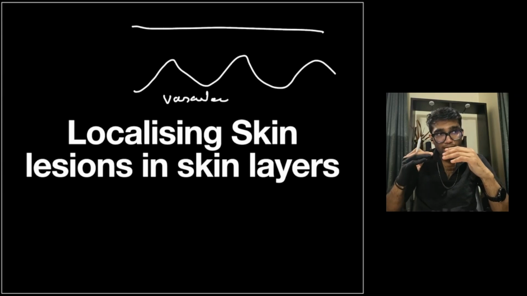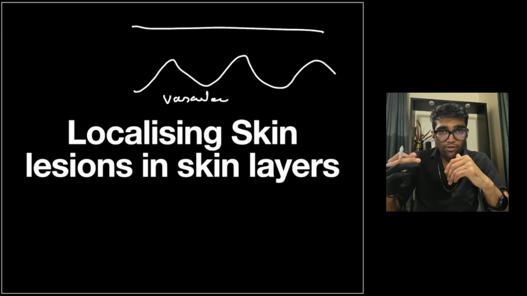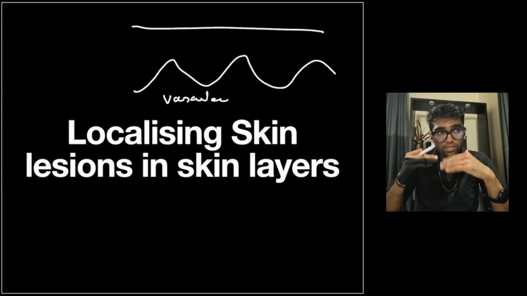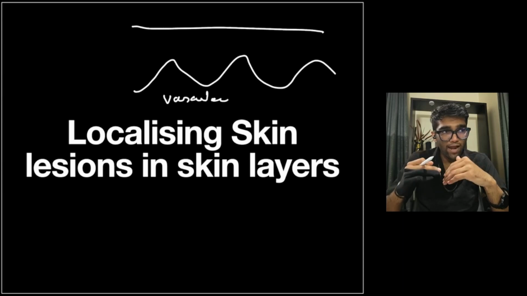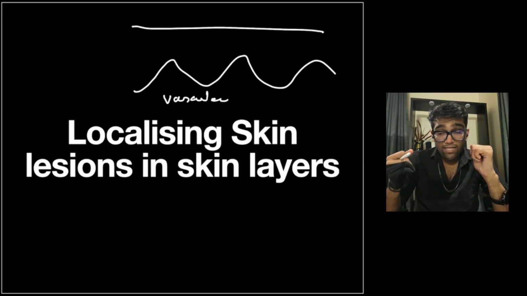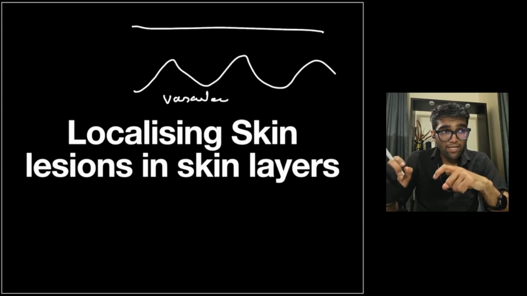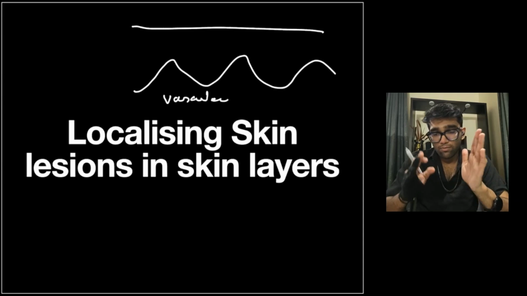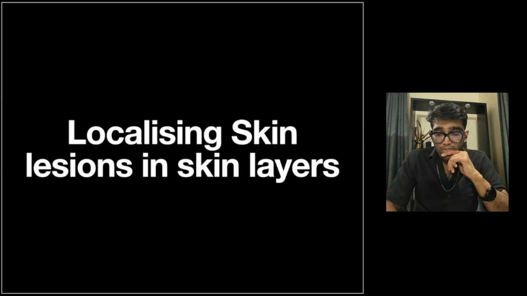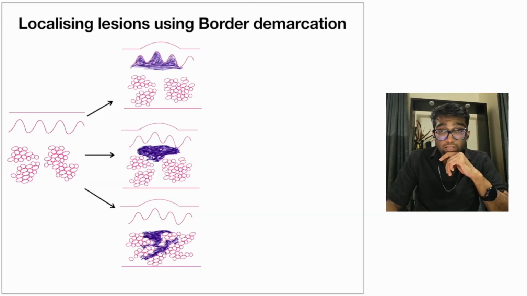Another thing is, although strictly not a skin lesion, lesions below the dermis, that is in the subcutaneous fat, particularly if they're inflammatory, are termed panniculitis, and they are also something that will be localized. So the first thing that we'll use to localize lesions within the different layers of the skin is actually the borders of the lesions that you see clinically.